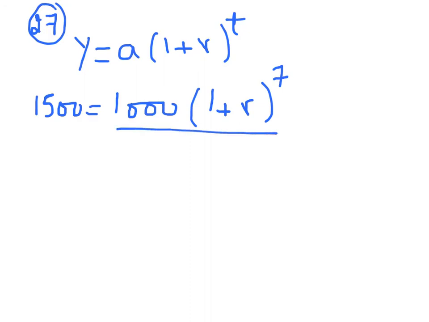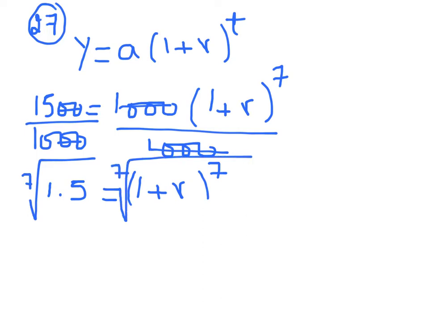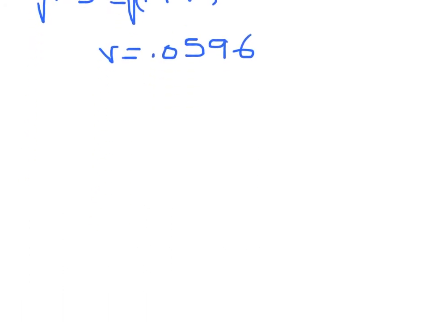And so if you divide by 1,000, that will give us 1.5 is equal to (1 plus r) raised to the 7th. I want you to do the 7th root of both sides. And if you do the 7th root of both sides, subtracting 1 from both sides, you will get r is equal to 0.0596. Next, what we're going to do, we're going to answer the question.